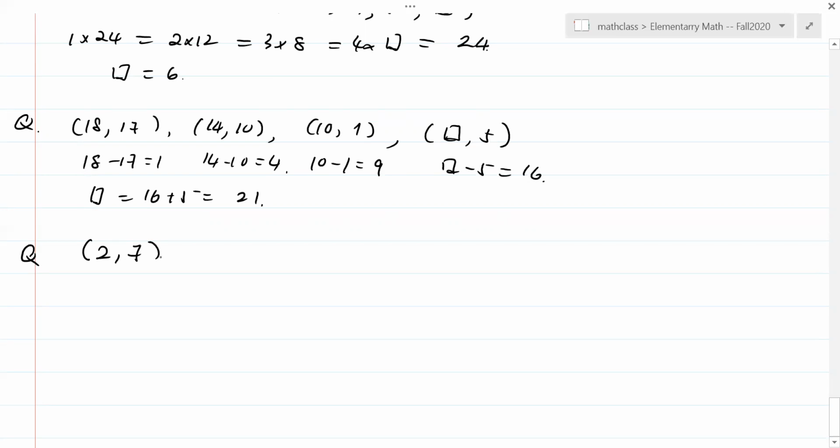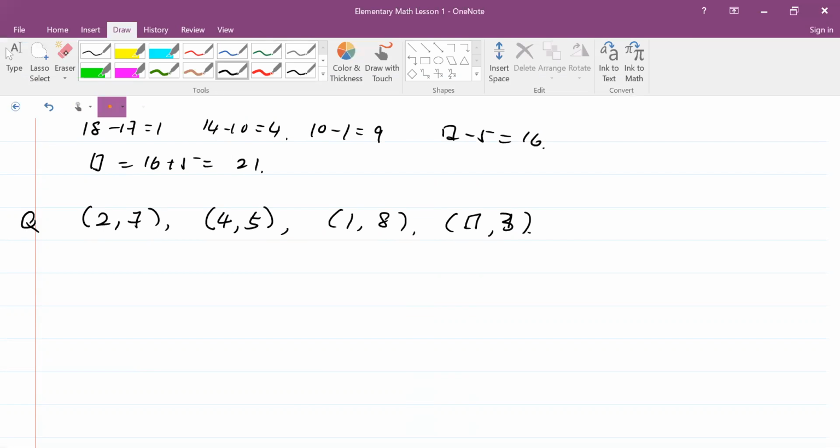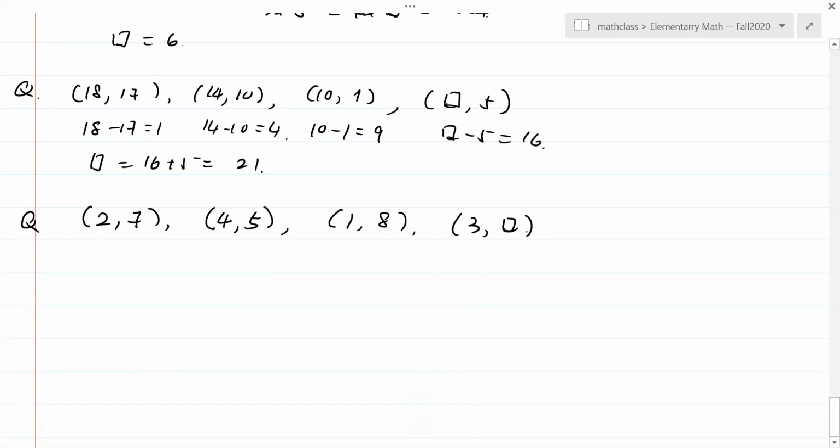Yeah, 2, 7. Okay, 4, 5, and 1, and 8. What is the number of this? Yeah, I have to write in a different order. Wow, you guys did it very fast, right? So 2 plus 7 equals 4 plus 5 equals 1 plus 8 equals 3 plus this missing number, they should be equal to 9. And that number is going to be 6.